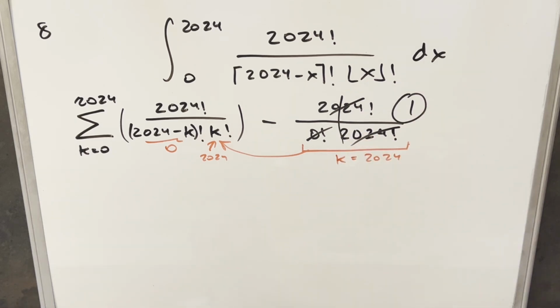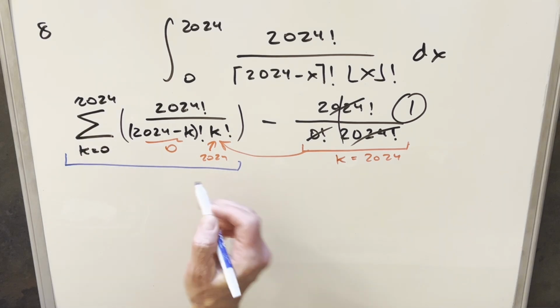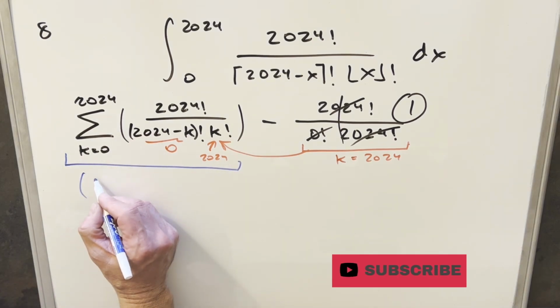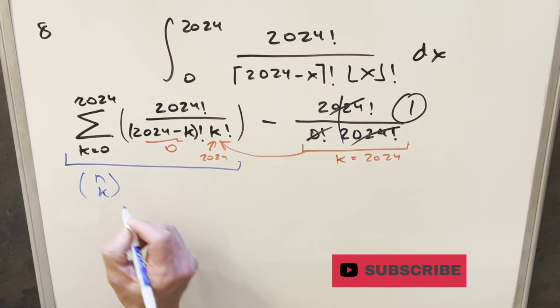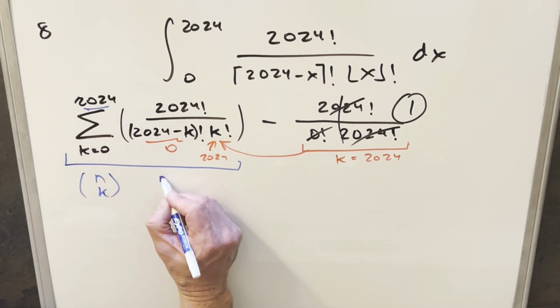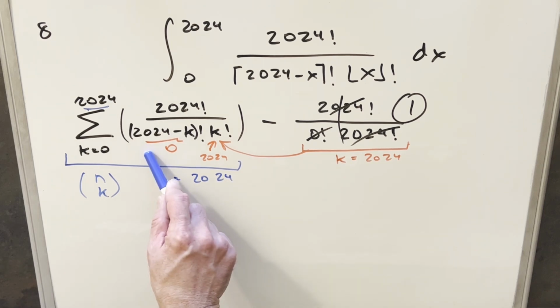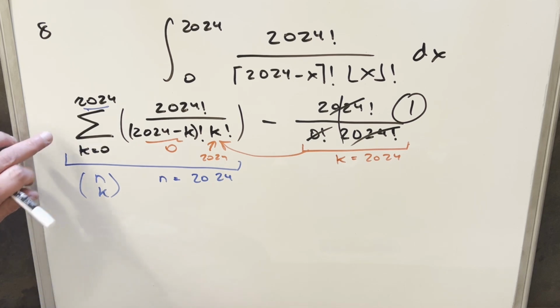So really all we need to do to finish this off is find some kind of numeric value for this sum right here. But for this thing right here, you may recognize this is actually the same thing as just n choose k, in the case where our n value is just 2024. And actually there is a formula for this, so you could just use the formula and you're done at this point. But let me show you where that formula comes from and how it works.